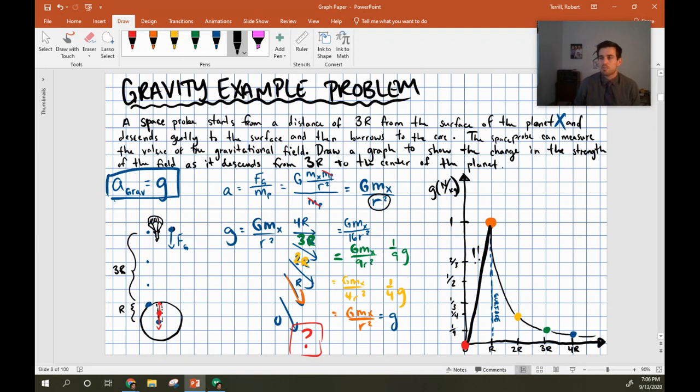So there's that example problem. Make sure that you understand the concepts in here because this had a lot of really good physics meat to it. And other than that, just have a great day.